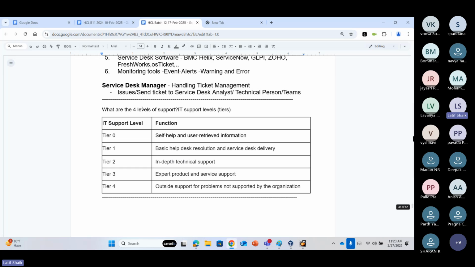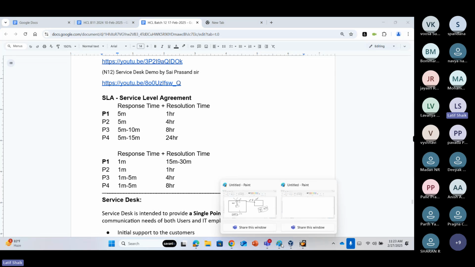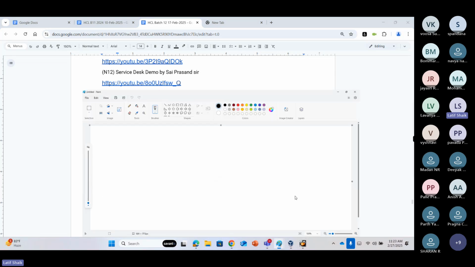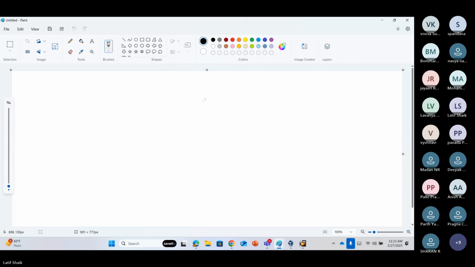Already we discussed in SLA the two, response and resolution time. So you got some response time. The issue, you received a ticket. You received a ticket at the service desk, for example, at 9 o'clock.